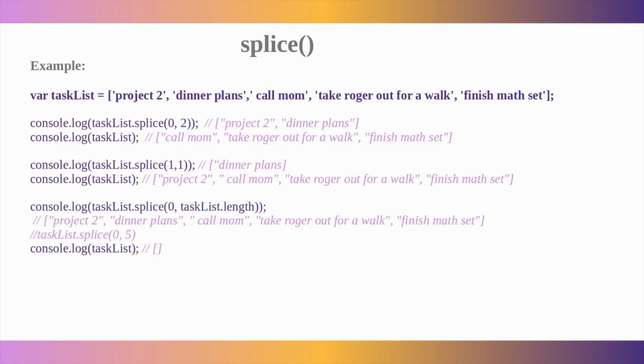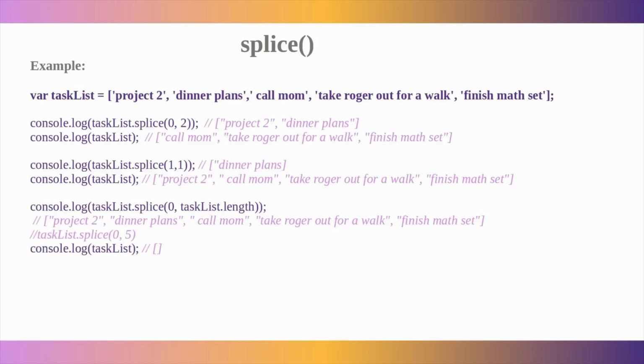So now when we console log the task list array after the splice, you see that we're left with the remaining 3 items, which are call mom, take Roger out for a walk, and finish math set. Similarly, if we splice from index 1 and remove 1 item from the task list array, then it will remove that one particular item, as the starting index and number of items to remove is exactly 1. And console log task list array lists all the items in the array except for the one item we removed, that is dinner plans at index 1.